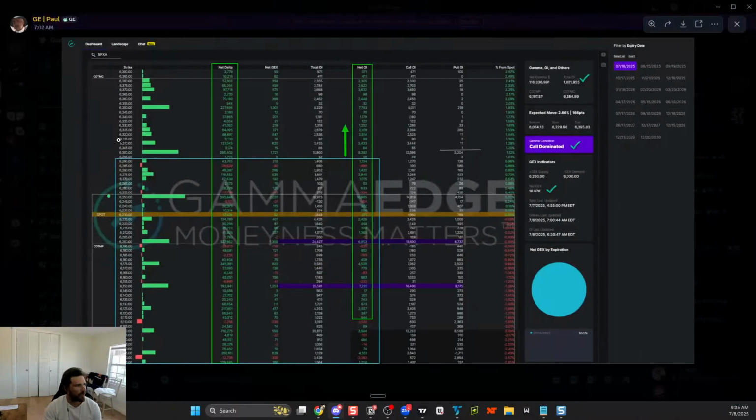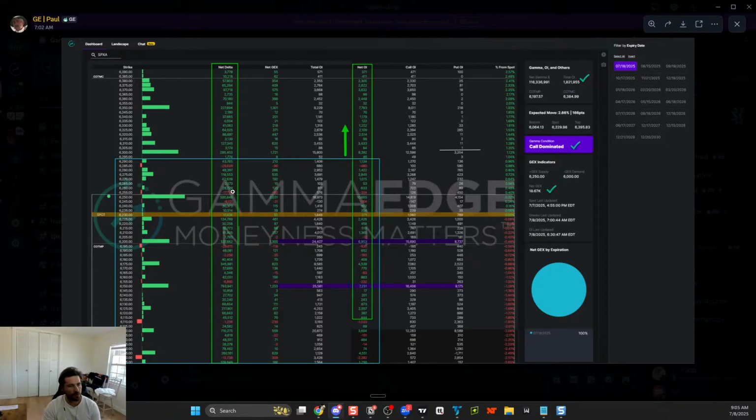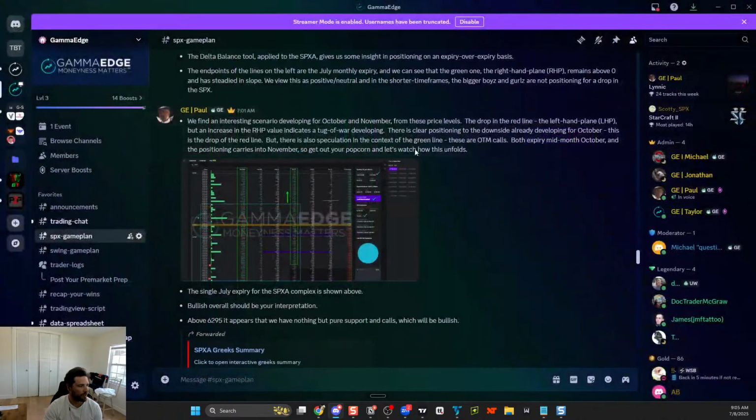Same process for the SPXA. This is just looking at the front month contract, which is the July expiration, which is call dominated above the spot price. You can simply see there's a ton of green there, so that's good to see.